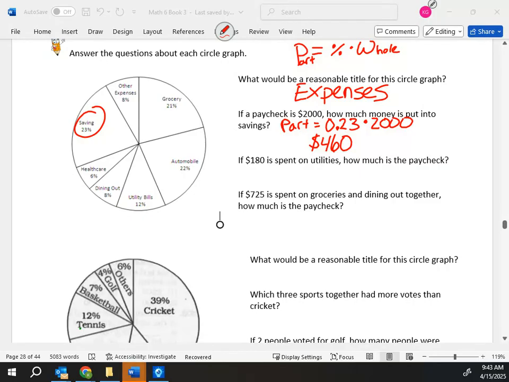Now, if $180 is spent on utilities, how much is our paycheck? What's that equation going to look like? We know the part that's being spent on utilities. We know our utilities percentage, but we don't know our paycheck. So how would I write that out? Adeline?